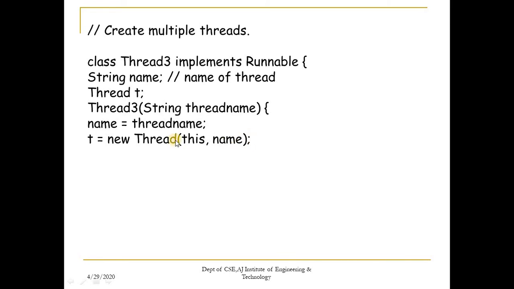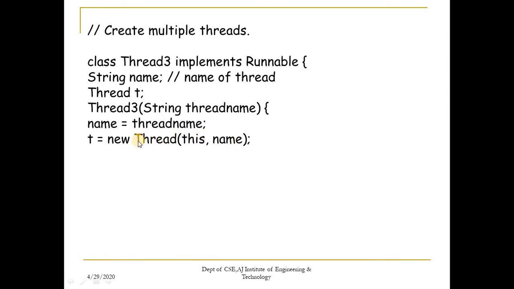Next, for the t variable which is of type Thread, we write new Thread(this, name). Over here we are going to create a new child thread. For creating a new child thread, we are calling the Thread constructor, which takes two parameters. One is this, which represents the current class object. We are in the Thread3 class, so this represents an object of the Thread3 class, or the object of the class that implements Runnable. And one more parameter that we are passing to the Thread constructor is name.